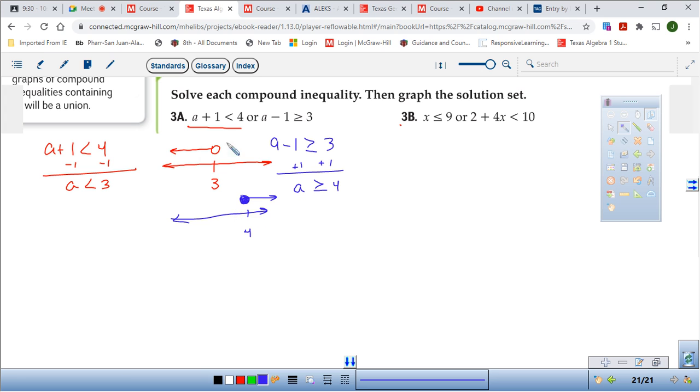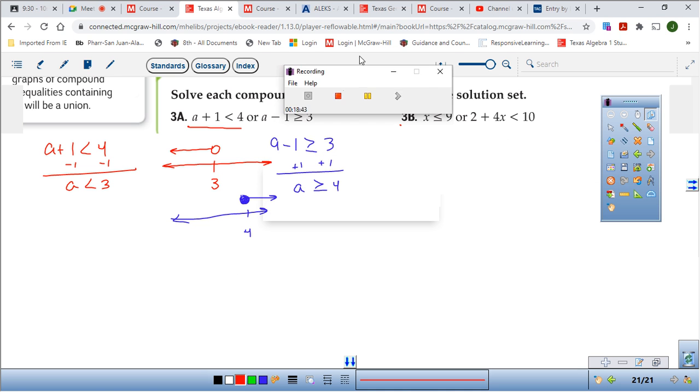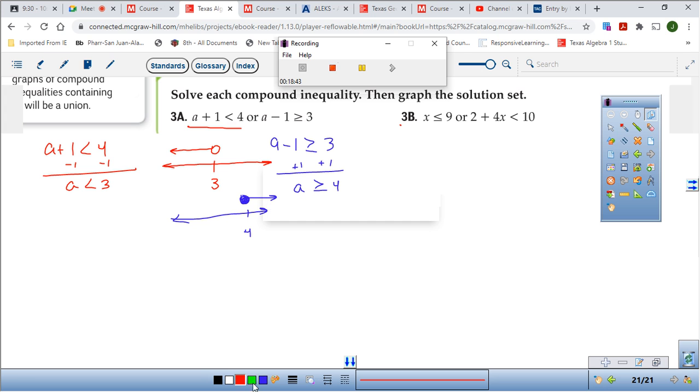You see this part here? They don't overlap here. So this is going to be my answer. Okay, so that's my answer. I'm going to say a, right? The set of a such that a is less than 3, or a is greater than or equal to 4. Now it's an or statement when they go opposite like that.